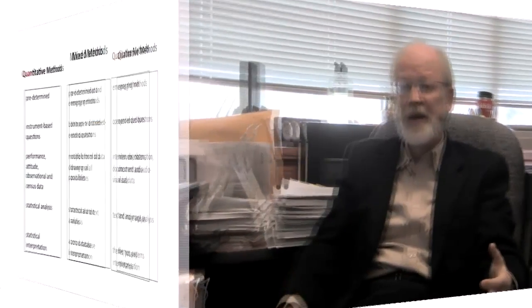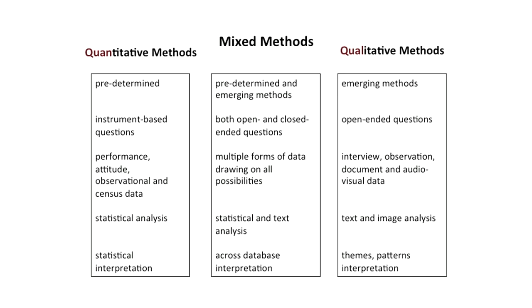Now, when you gather quantitative data and qualitative data, there are certain different assumptions that are operating. There are 2 different forms of gathering evidence. Quantitative data is usually predetermined by the researcher. It's based on instruments. We gather those instruments measuring performance, attitudes, observations. We then do statistical analysis and we make an interpretation.